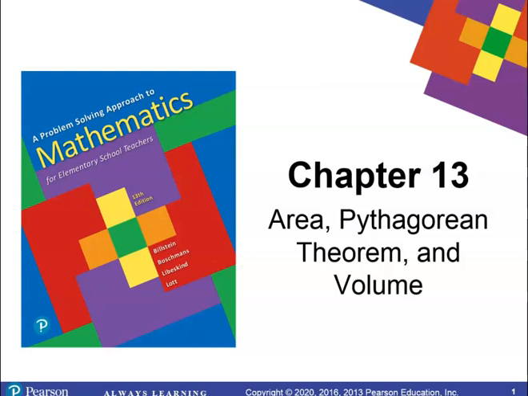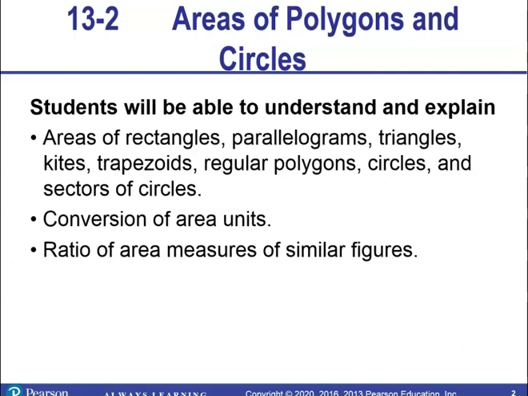Hello teachers, let's move on to chapter 13, section 13-2, where we're talking about areas of polygons and circles. At the end of this section, you'll be able to understand and explain areas of rectangles, parallelograms, triangles, kites, trapezoids, regular polygons, circles, and sectors of circles. A lot of area formulas there. Conversions of area units, and ratio of area measures of similar figures.